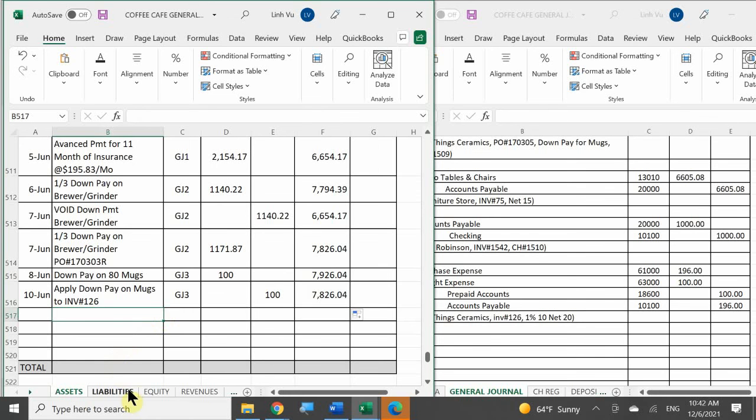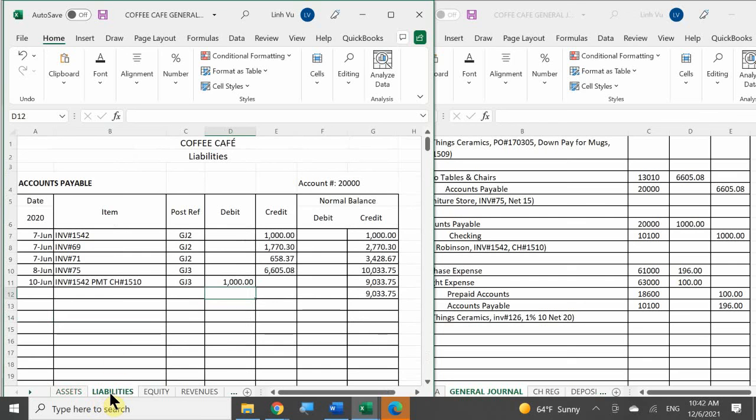And of course, last but not least, because we received a bill, we are now going to also increase my liabilities. So in this case, we're going to increase it because I received invoice number 126 on my General Journal 3. And because I'm going to increase my liability by 196, I'm going to get a grand total now of $9,229.75.